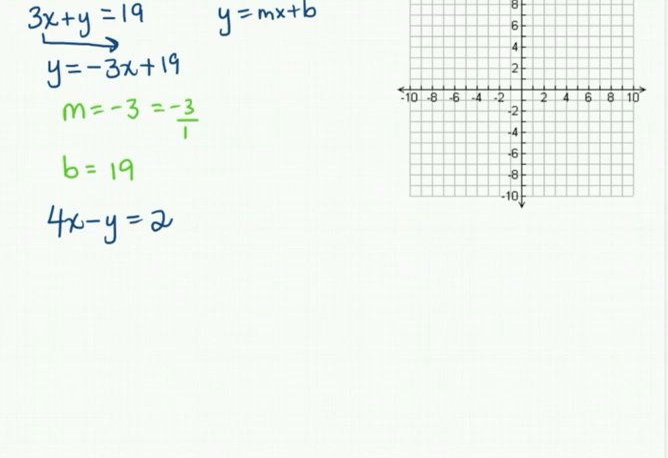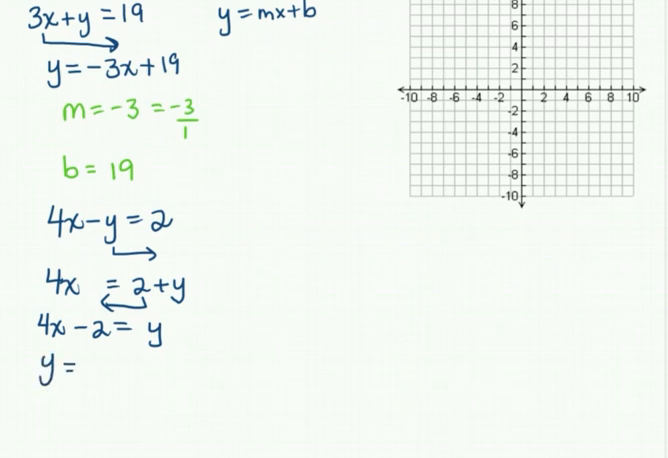So let's see here, if I move the y this way, okay, so it's positive y there. Then I'll move the 2 this way because we want y by itself. So that's positive 2 becomes subtract 2 on this side, and that equals y. So now, slightly different way, but we still got to the y equals mx plus b form.